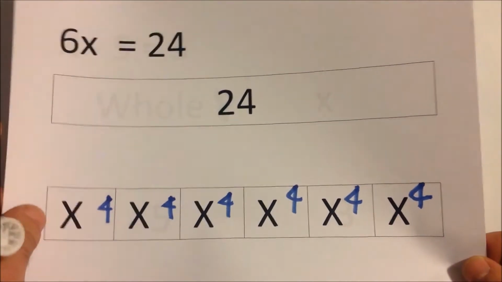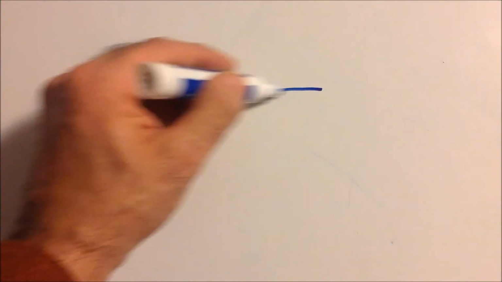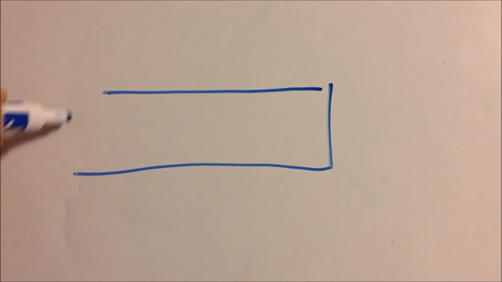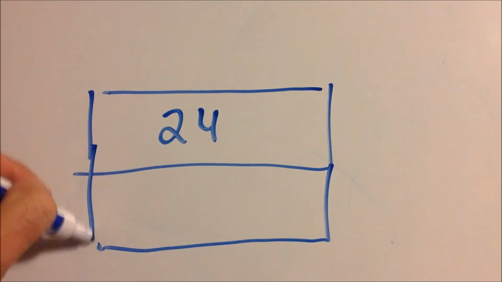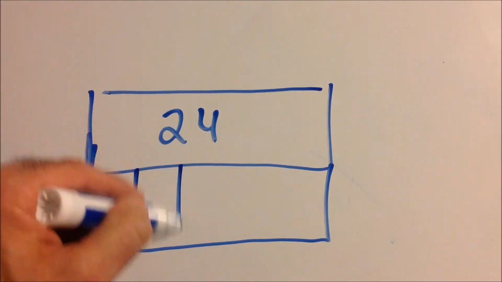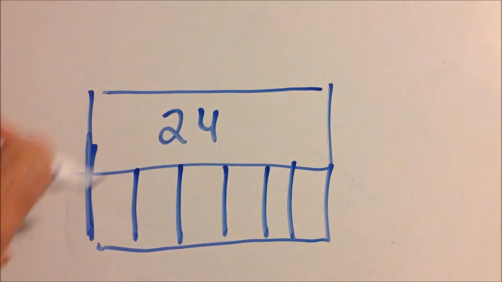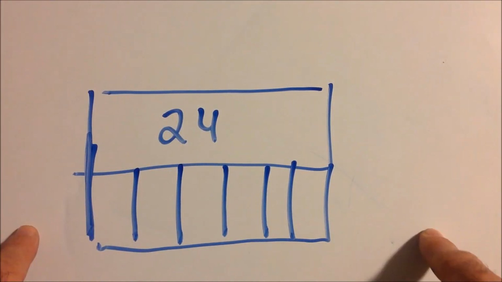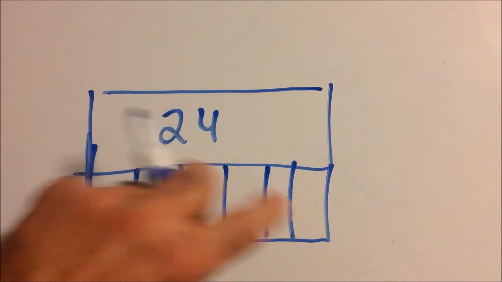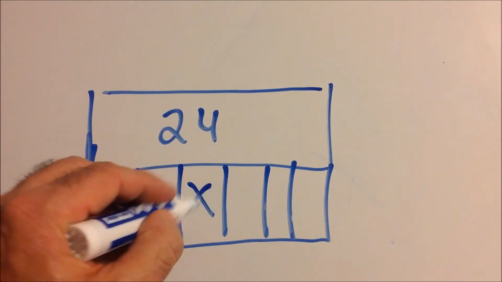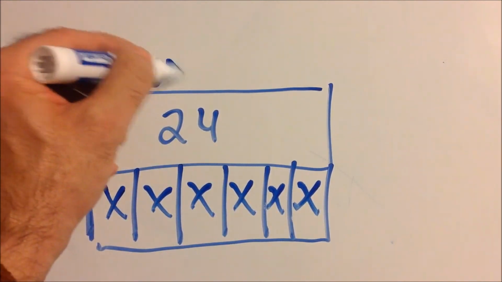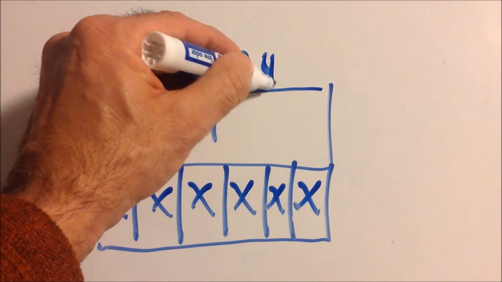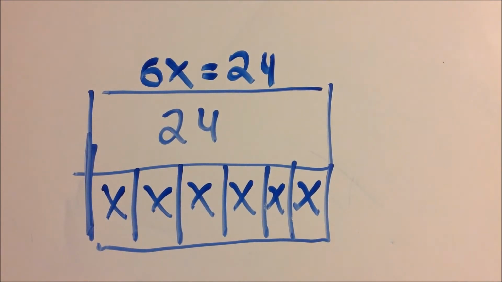But the model itself, just rewrite the model. So we just have a bar, and that was 24. That was the whole amount. And the second bar, we put 6 boxes. And of course, they should be even. 1, 2, 3, 4, 5, 6. And there were x's in all these boxes. So that's how we modeled the equation 6x equals 24. That's how we model it.